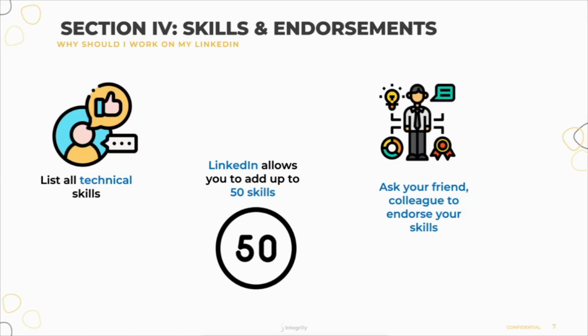So adding those 50 different skills, there are different categories, for example, interpersonal skills, technical skills. You can add up to 50 skills, however you like, and then ask your friends or colleagues to endorse your skills. Plus, of course, there's a whole different recommendation section that you want to have. That is a good practice as well.